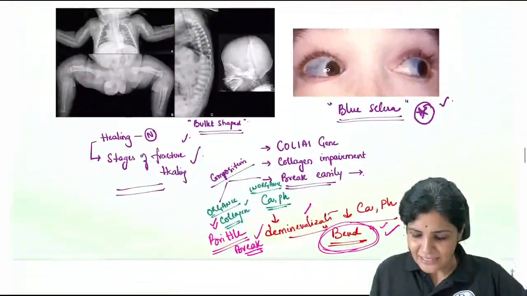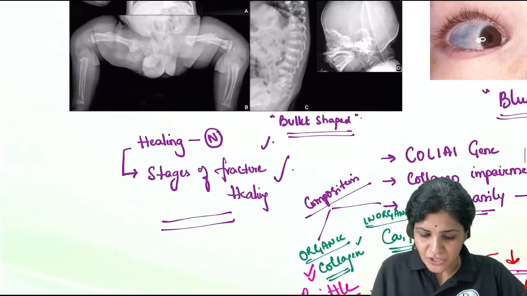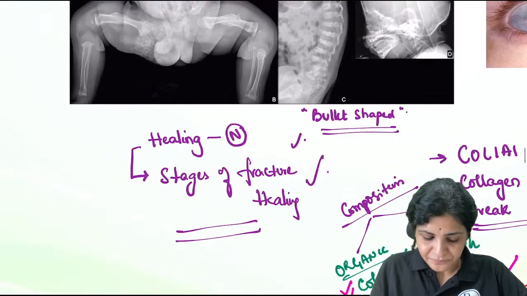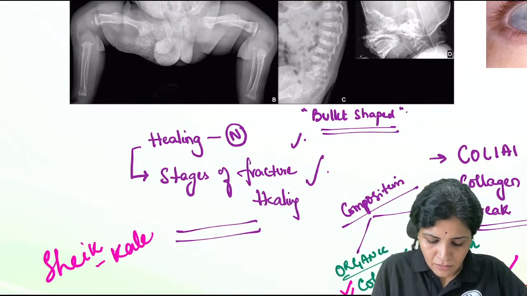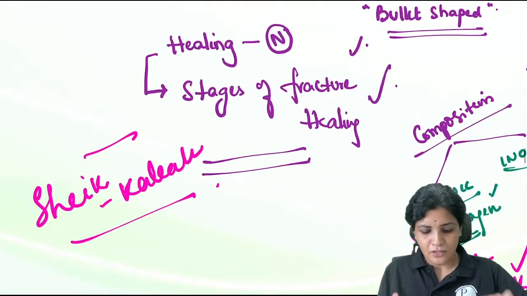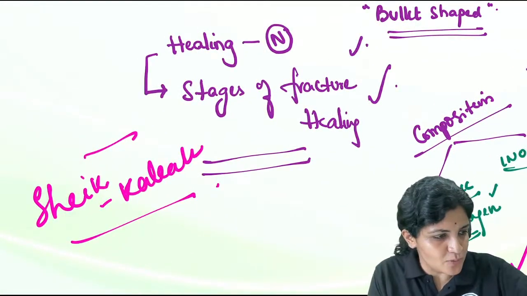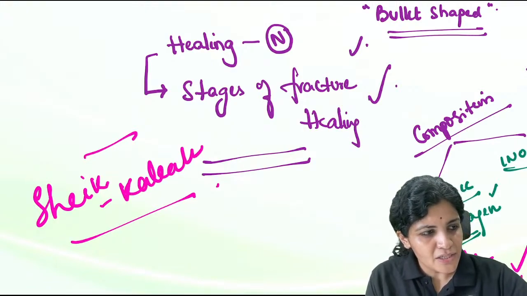Achondroplasia. Now let's just discuss achondroplasia. And one more thing I want to add about this osteogenesis imperfecta, sheikh kebab. What is this sheikh kebab? Sheikh kebab. I think Muhammad has to answer this. Sheikh kebab.